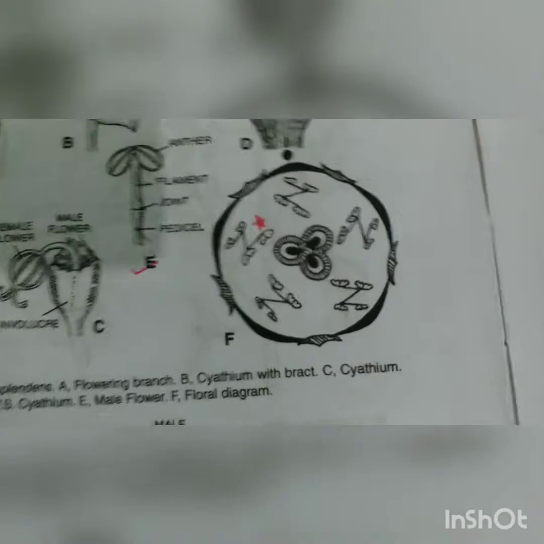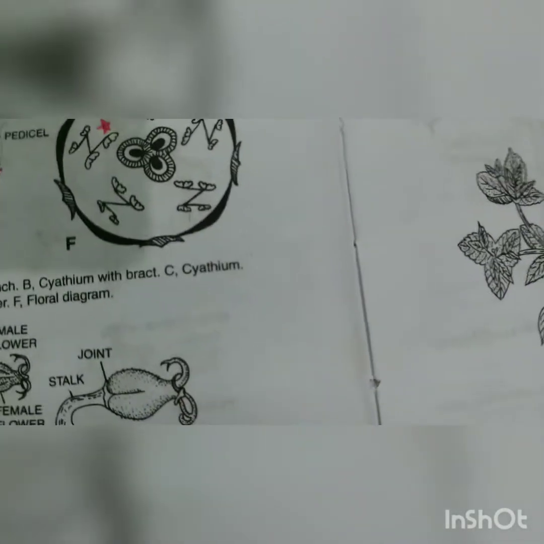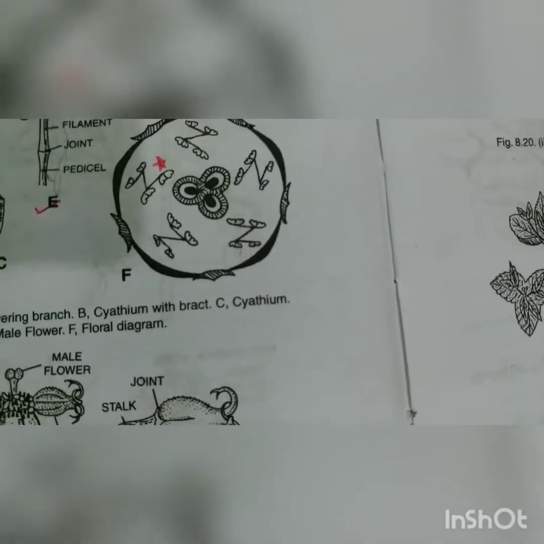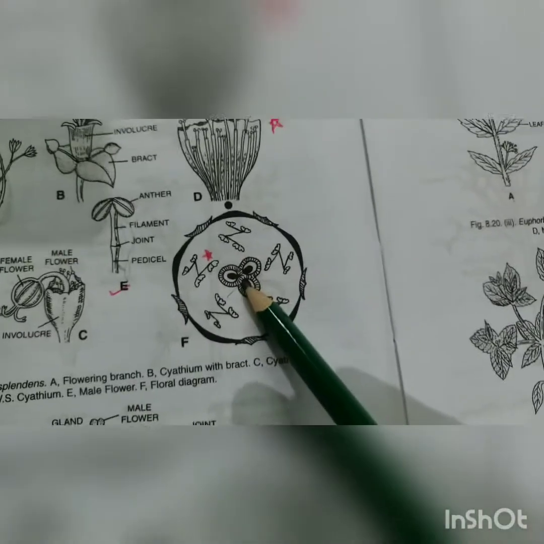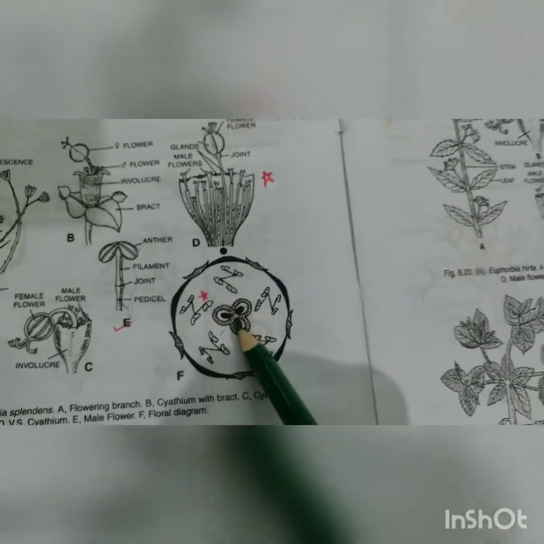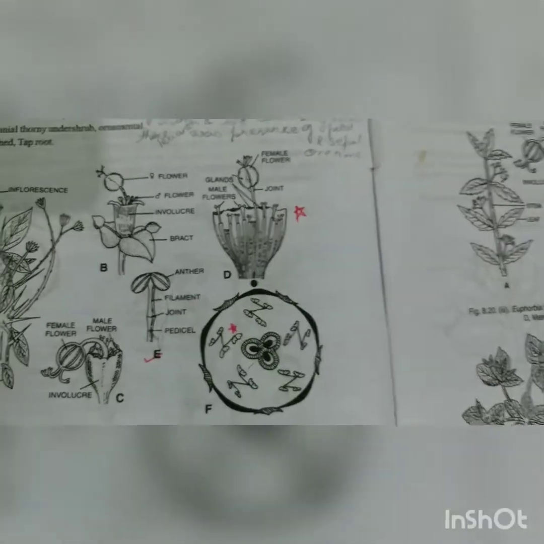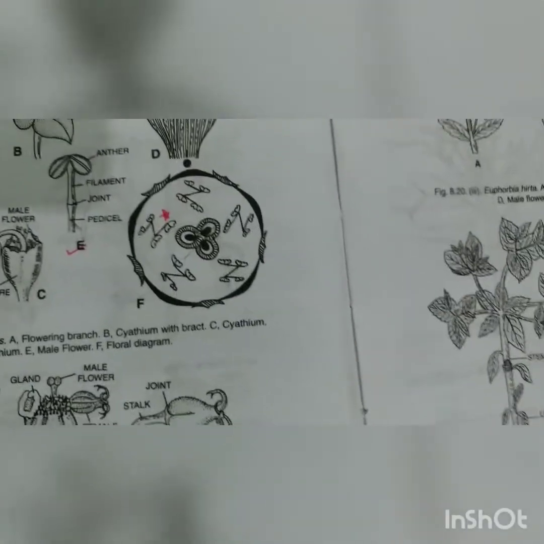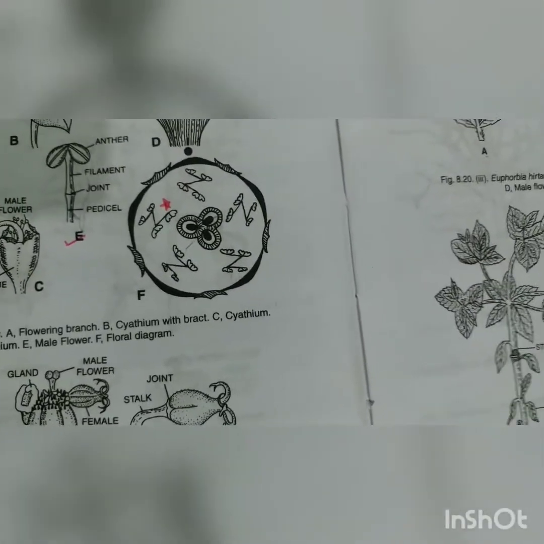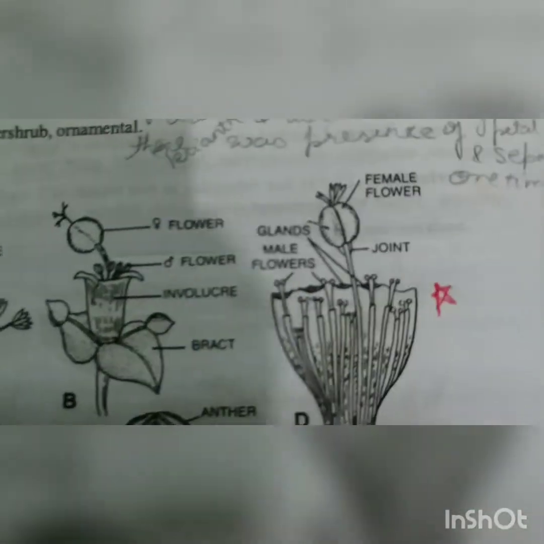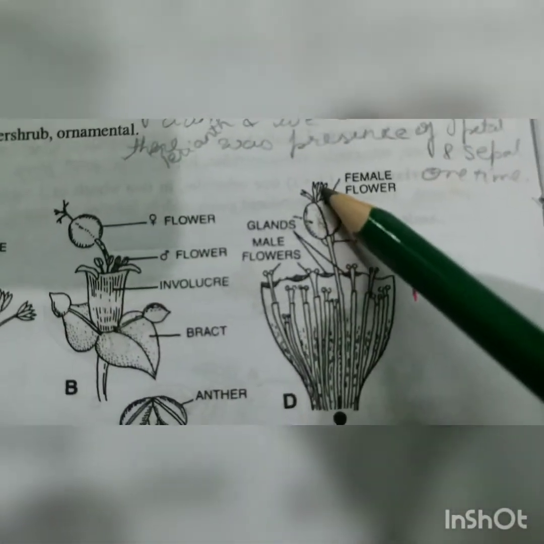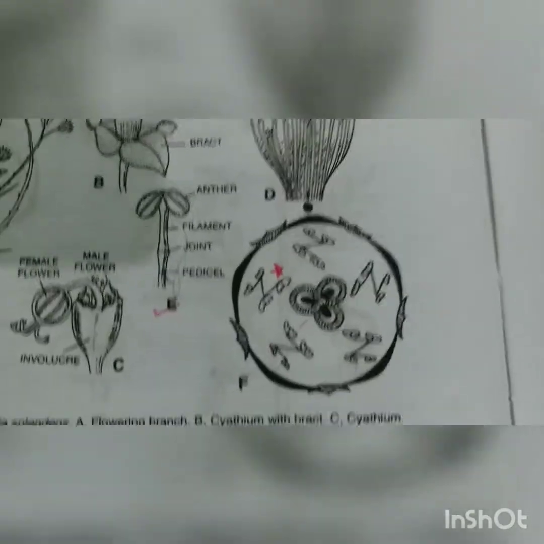The gynoecium is tricarpellary, syncarpous, superior ovary. Trilocular, one ovule in each locule. Axile placentation. This is tricarpellary, trilocular, one ovule in each locule, and it has axile placentation, style 3. See, the styles are 3 and these are bifid at the upper part.